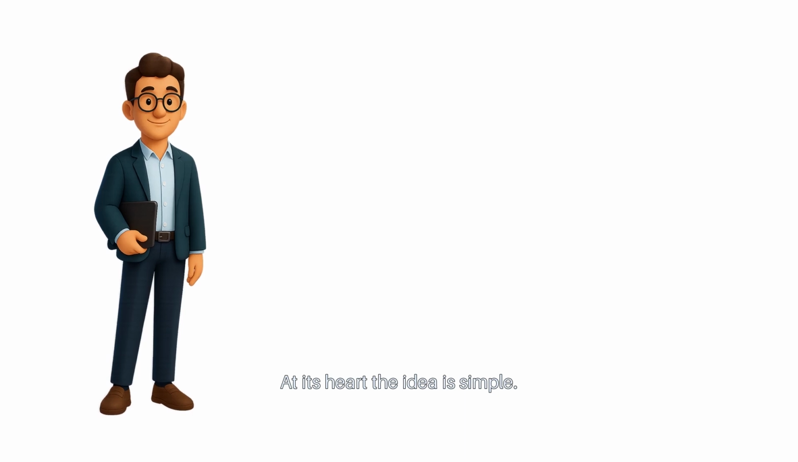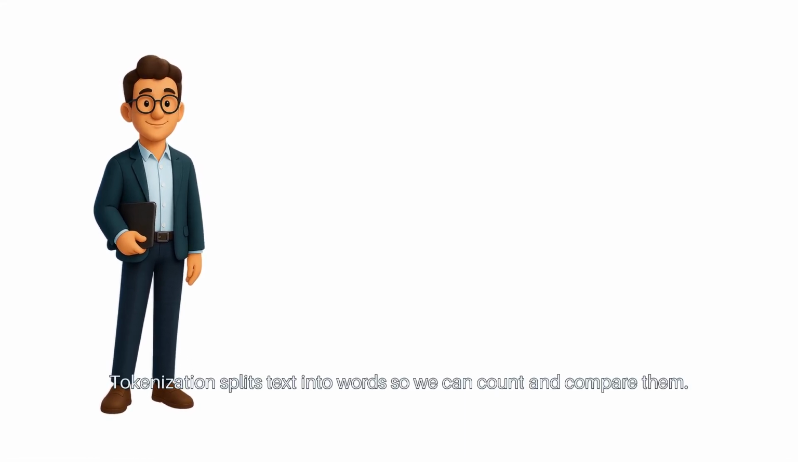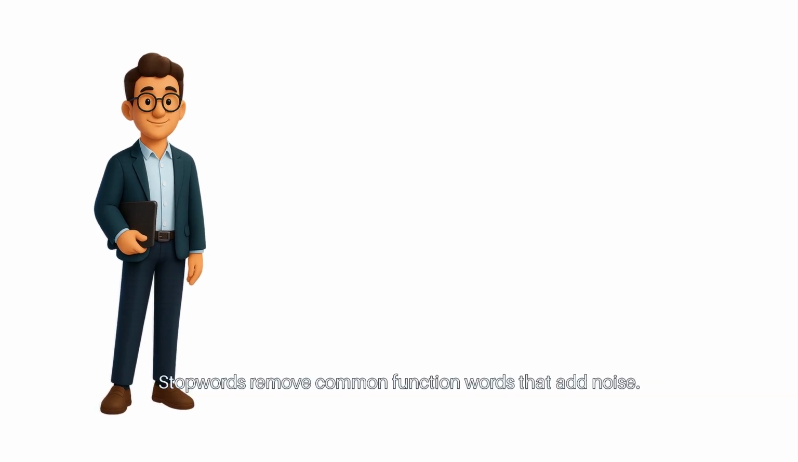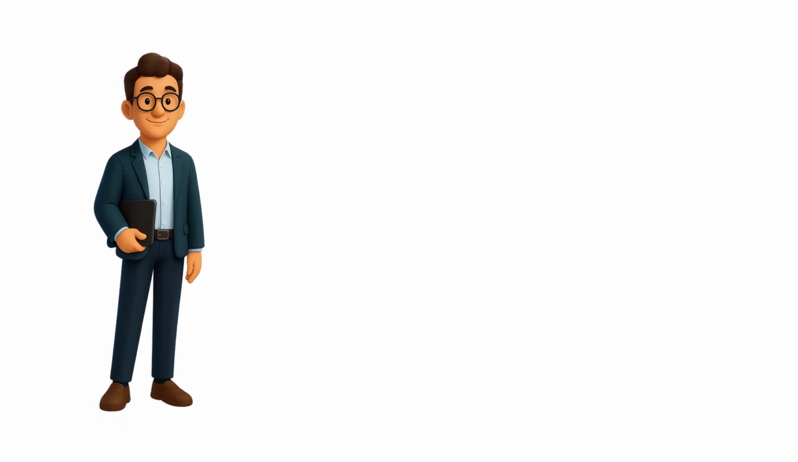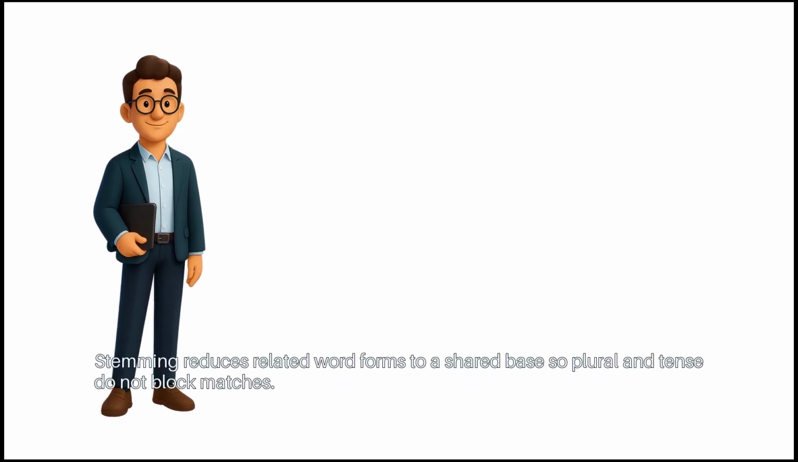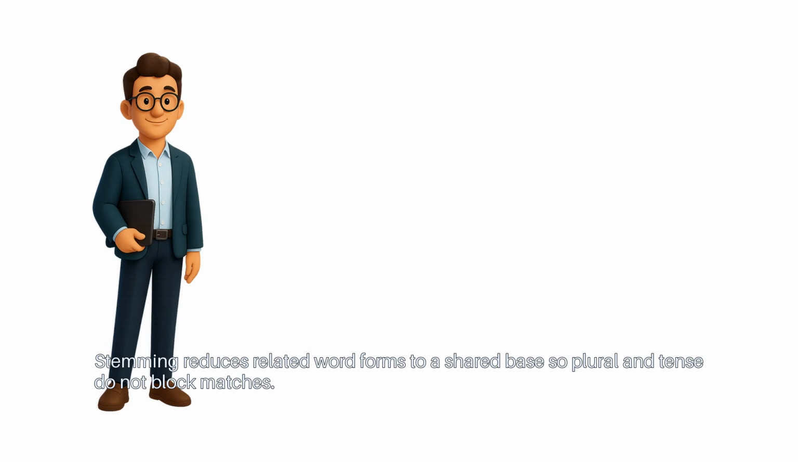At its heart, the idea is simple. Tokenization splits text into words so we can count and compare them. Stopwords remove common function words that add noise. Stemming reduces related word forms to a shared base, so plural and tense do not block matches.